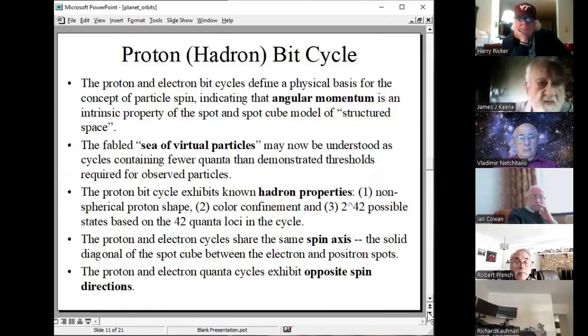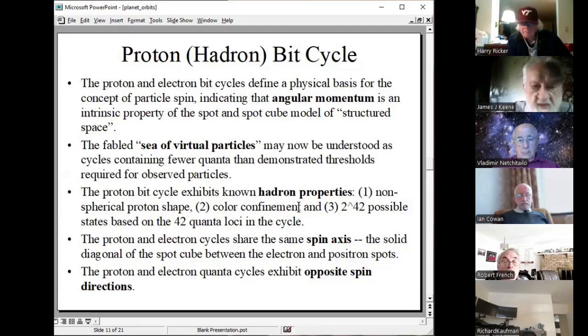The proton and electron bit cycles define the physical basis for the concept of particle spin, indicating that angular momentum is an intrinsic property of the spot and spot cube model of structured space. The fabled sea of virtual particles may now be understood as cycles containing fewer quanta than demonstrated thresholds required for observed particles. The proton bit cycle exhibits known hadron properties: 1, the non-spherical proton shape, which I just emphasized, 2, color confinement, and 3, the 2 to the 42 possible states based upon the 42 quanta loci in the cycle.